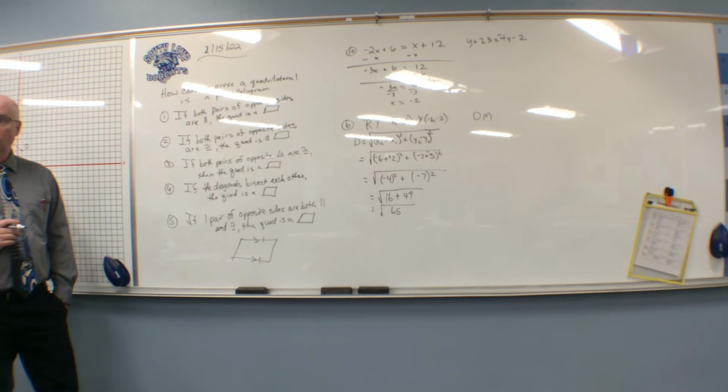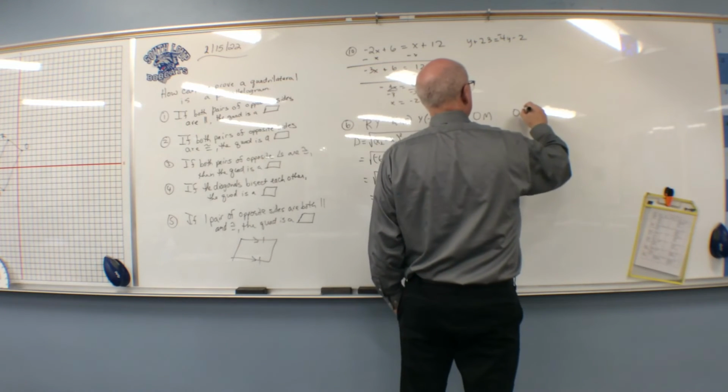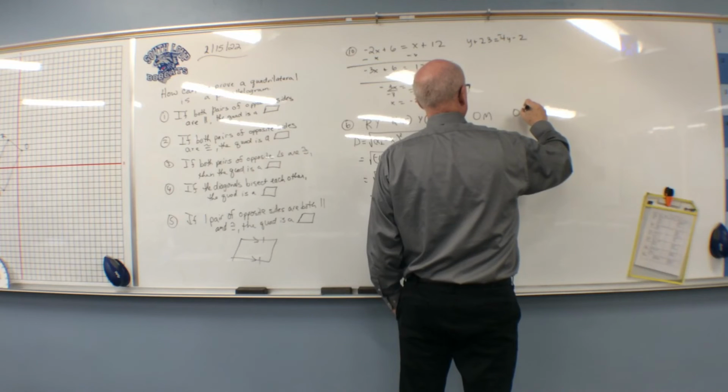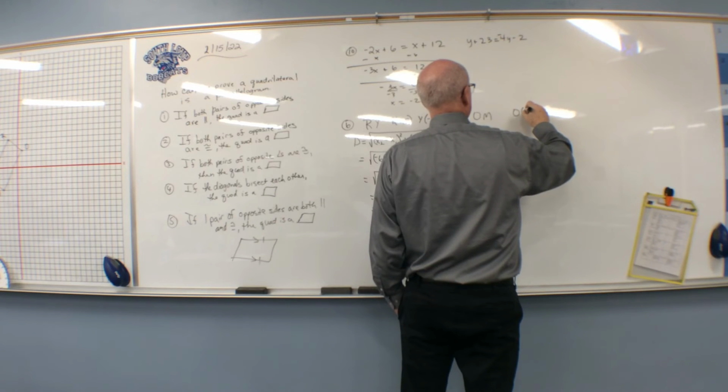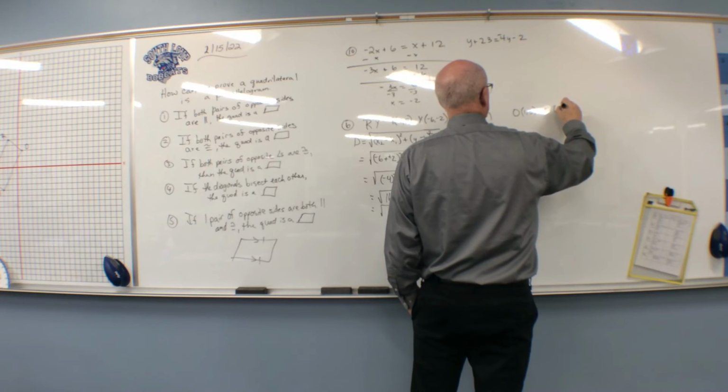Is that right? Yes. Okay, now let's do the other one. What's O? O is negative... It's 1, 3. Oh, shoot, no, negative. And then M? Negative 3, negative 4.